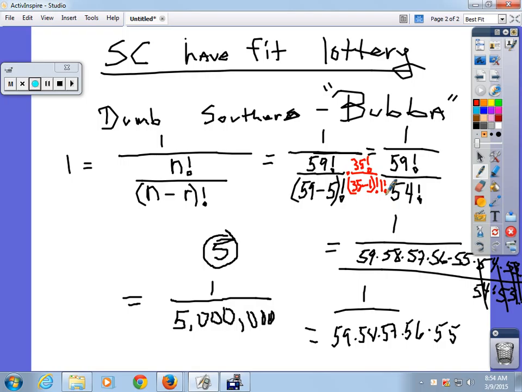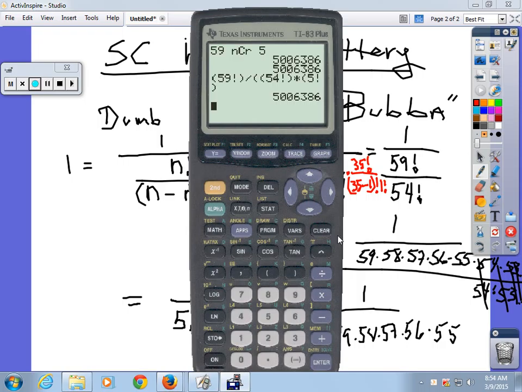But instead of doing it by hand, I'm just going to go back to my handy dandy calculator, and I'm going to go 1. Well, I'm not going to do 1. I'm just going to do the denominator. I'm going to do second function, enter, second function, enter. There we go. 59 times whatever. I'm going to insert parentheses.